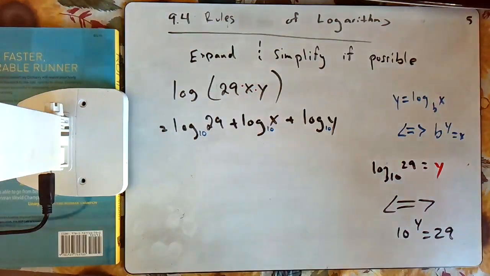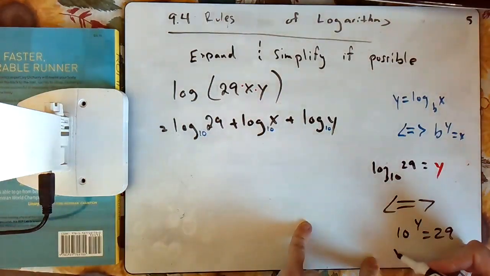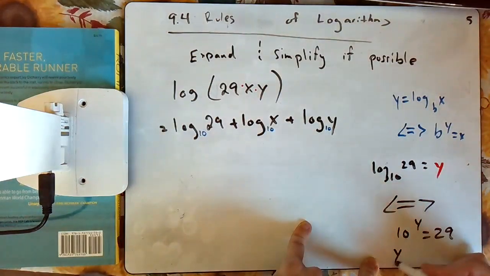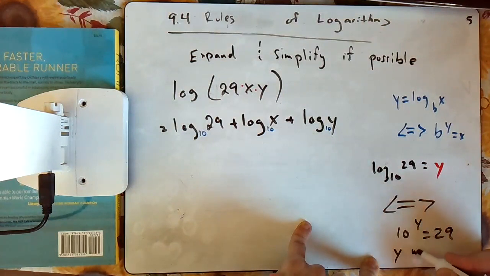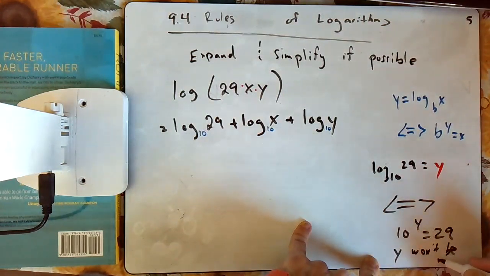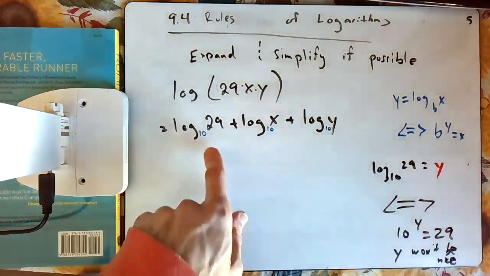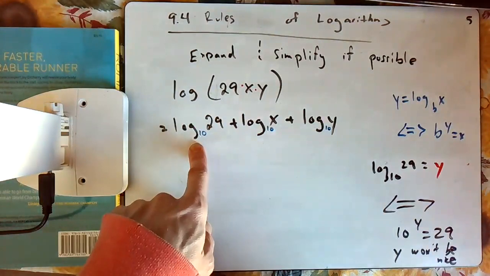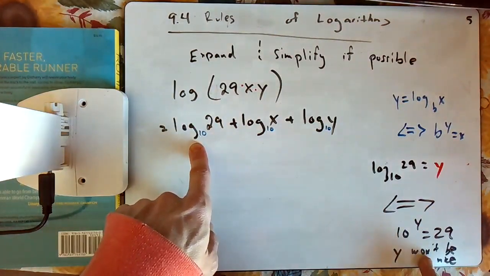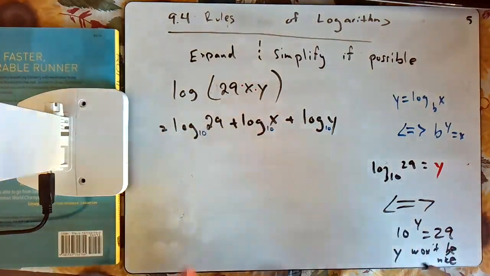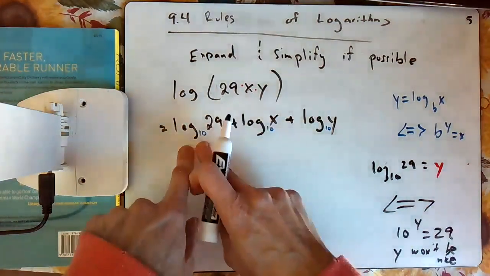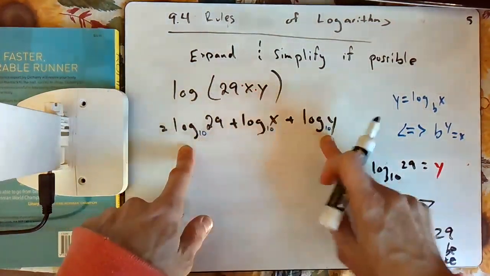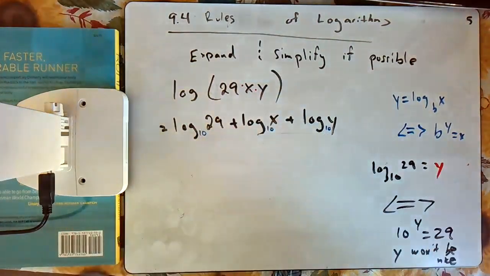10 to the first is 10, 10 squared is 100. So no, it is not something nice. We'll just say y won't be nice. So this is your final answer right here. If you notice, we couldn't break that down to something nice. Don't always expect it to automatically be something nice like the first problem. So this is your final answer. This is as far as you can take it right there.